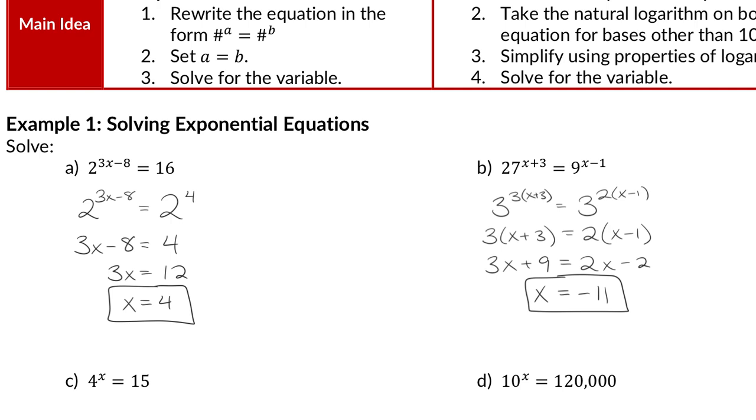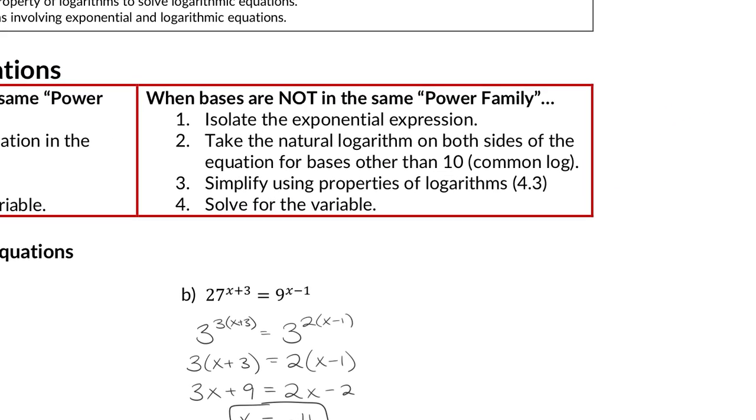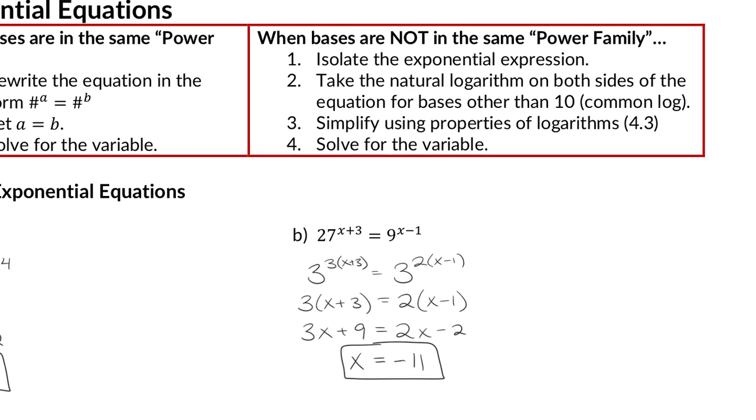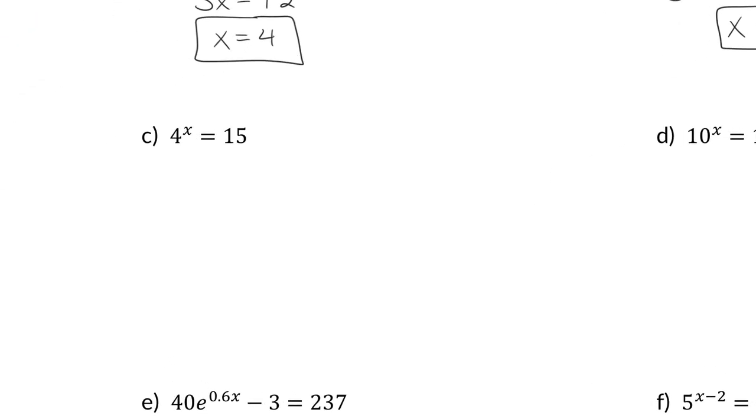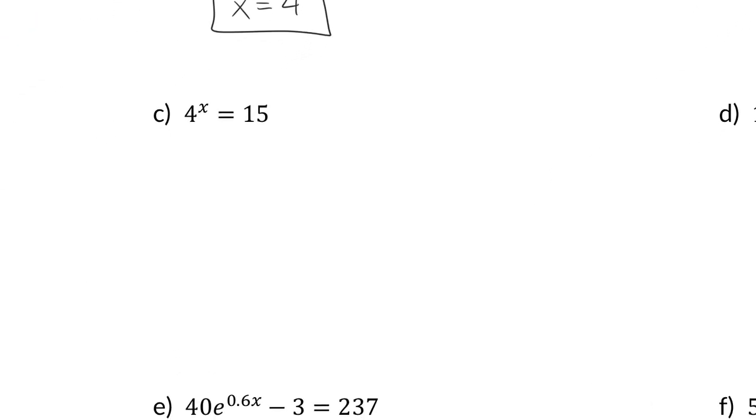If, however, the bases cannot be written as the same power family, we're going to have to use different steps. What we're going to do is make sure the exponential expression is isolated, so the only thing on usually the left side of the equation is the base with the power. We're then going to take the natural logarithm on both sides of the equation, or a common logarithm if it's base 10, and use the properties of logarithms we learned from last class to isolate the x and finish solving. So for example, do you see how 4 and 15 are not a part of the same power family?